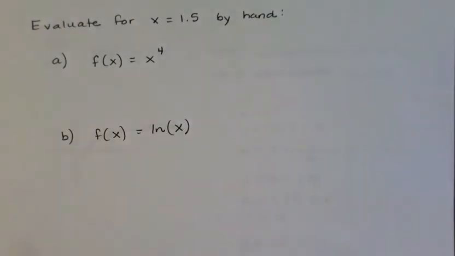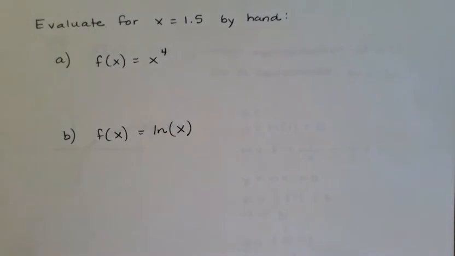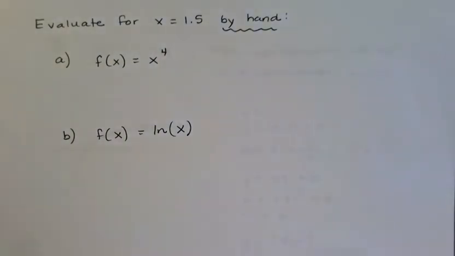So I want to start with a question. Let's suppose that you were given this problem. Evaluate for x equals 1.5, and then the dreaded words, by hand. What I'd like to distinguish between is a time-consuming process and a really hard process.